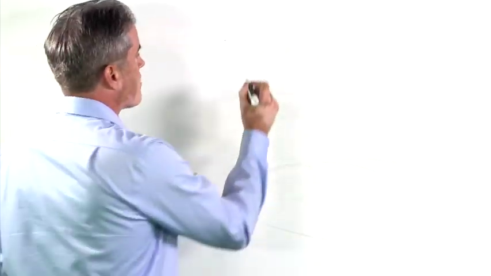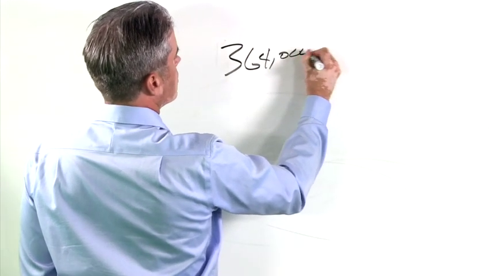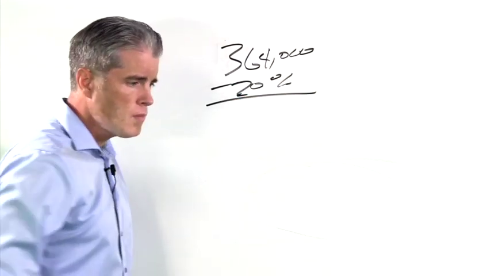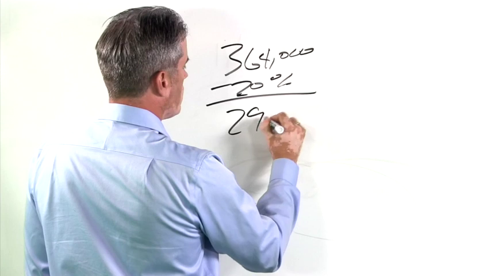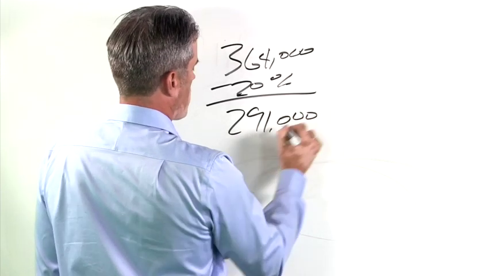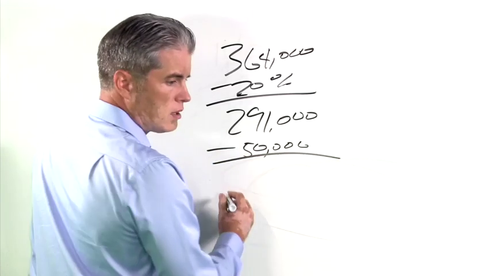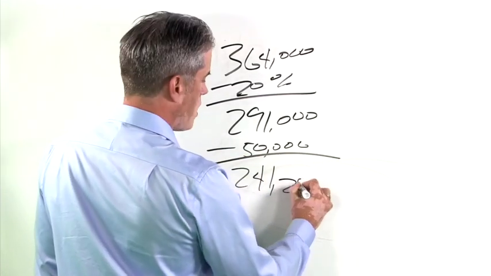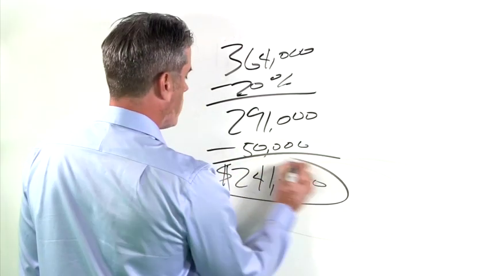Let's work that math. So we have $364,000 in growth minus 20% for your variable overhead. So you subtract that off. It's $291,000 in profit minus the $50,000 fee, just as a random example, leaves you a grand total of $241,200 in profit in year 1.